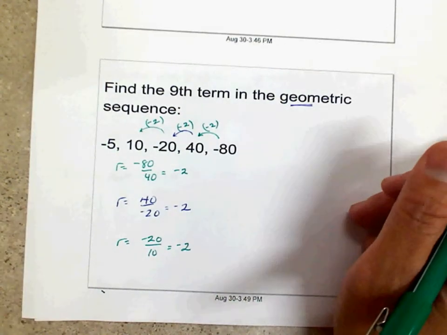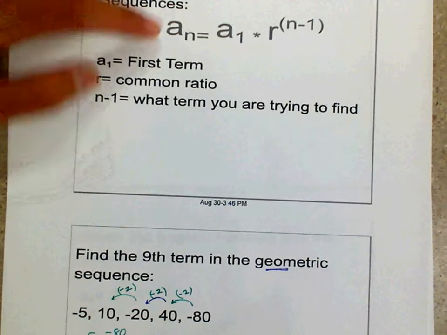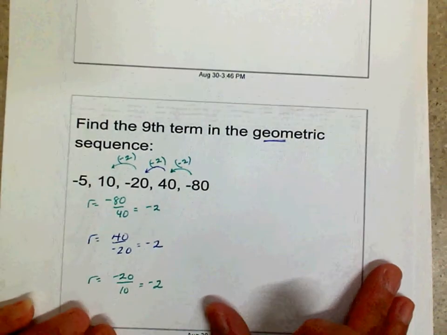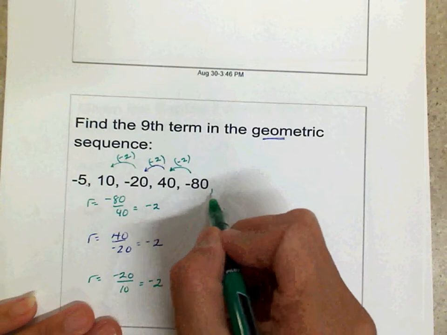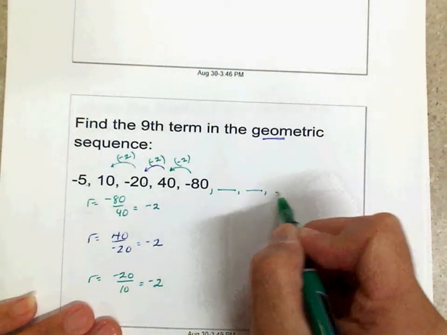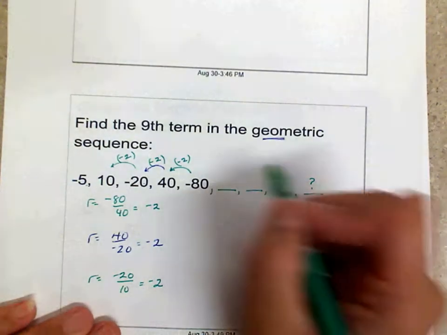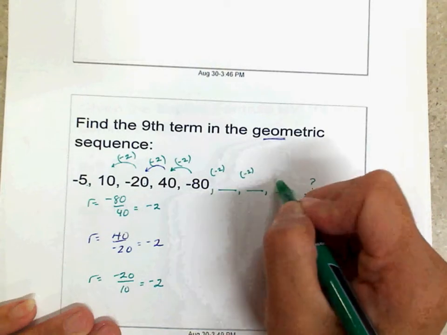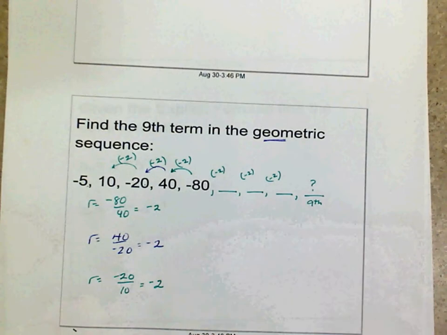Now that you found your R, you can use the formula that you have learned right here and plug it in. N is the term you're trying to find, the final term, okay? So you could keep going where it says 1, 2, 3, 4, 5, 6, 7, 8, 9. So there's your 9th term. You can keep multiplying by negative 2. So you could do it like this as well. Just letting you know. But we're going to use the formula in our case. And then you can double check, okay?